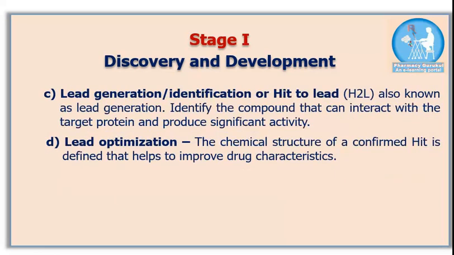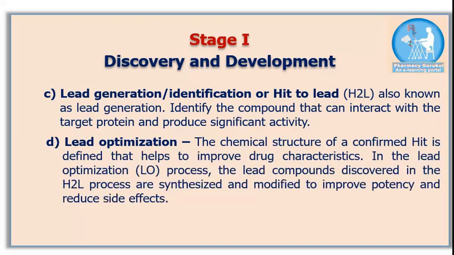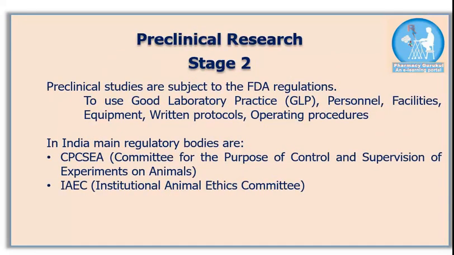Lead generation or lead identification. It is also known as hit to lead, and this is a process to identify the compound that can interact with the target protein or target receptors and produce significant activity. Lead optimization. Lead optimization is the process to synthesize and modify to improve the potency and reduce the side effects of the newly discovered drug.